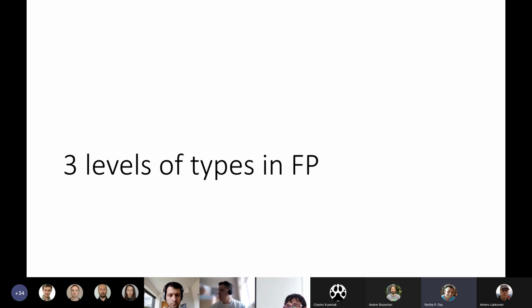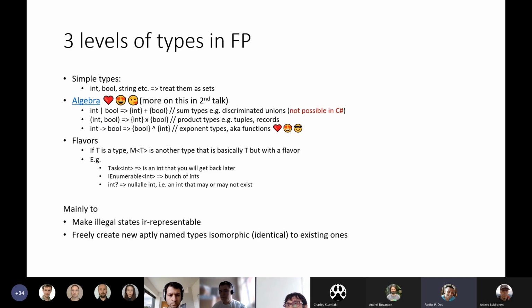3 levels of types in FP, right? So 3 levels of types is like, first we have the simple types, right? Int, string, booleans. Just treat them as sets. Don't overthink. Int is a set of int min to int max. All the numbers, I think there are about 4 billion numbers. So it's a set of 4 billion entries, right? Bool is a set of 2 entries.